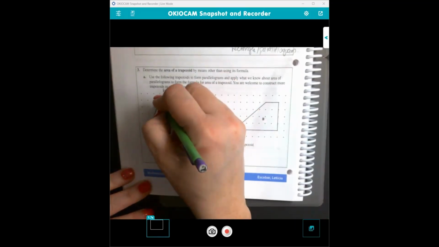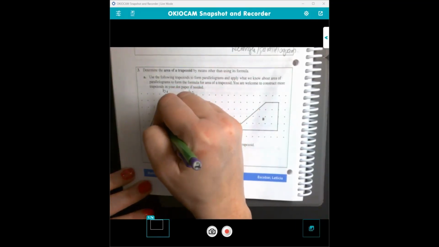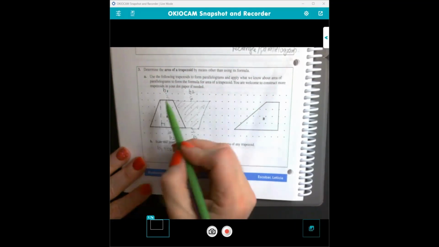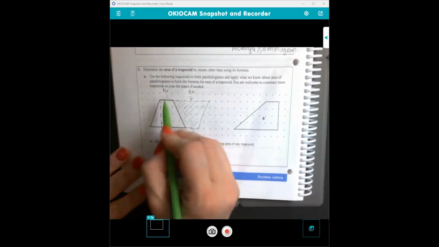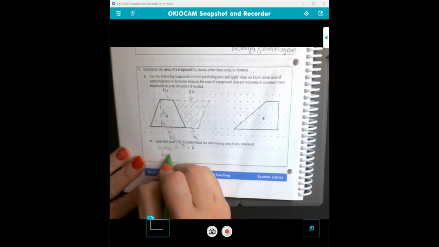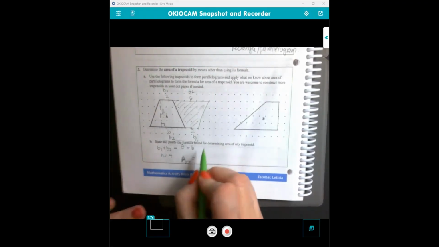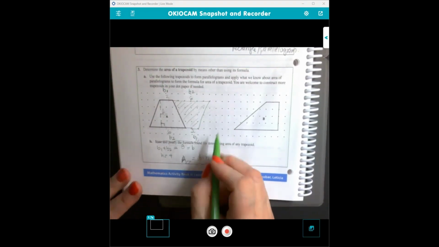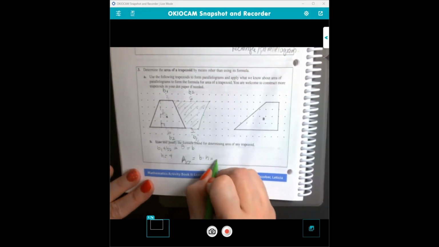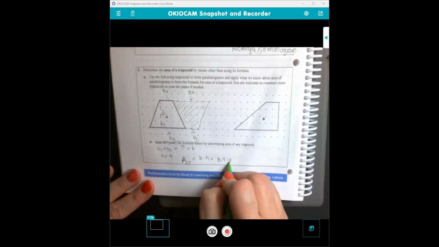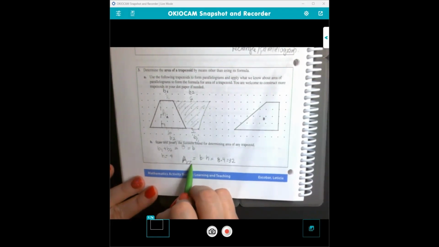And then the height, remember the height is perpendicular. So we are just going to draw it. And then this is 1, 2, 3, 4. So the height is 4. So we're going to find the area of the parallelogram, which is base times height, which is 8 times 4.